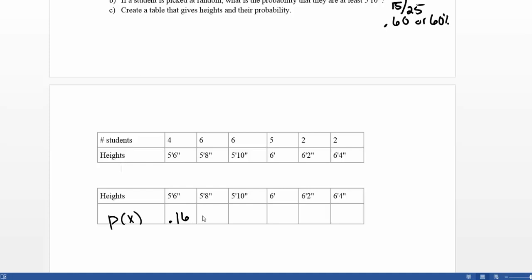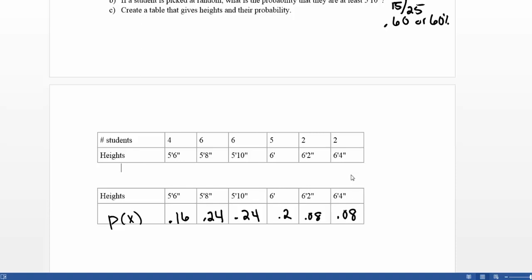So if I were to pick a student at random, there is a 16% chance that that person would be 5 foot 6 inches. For 5 foot 8, we want to do 6 out of 25, which is 0.24. Same for 5 foot 10, 6 out of 25, which is 0.24. For 6 feet, we'll do 5 out of 25, which is 0.2. For 6 foot 2 and 6 foot 4, we'll do 2 out of 25, which is 0.08.